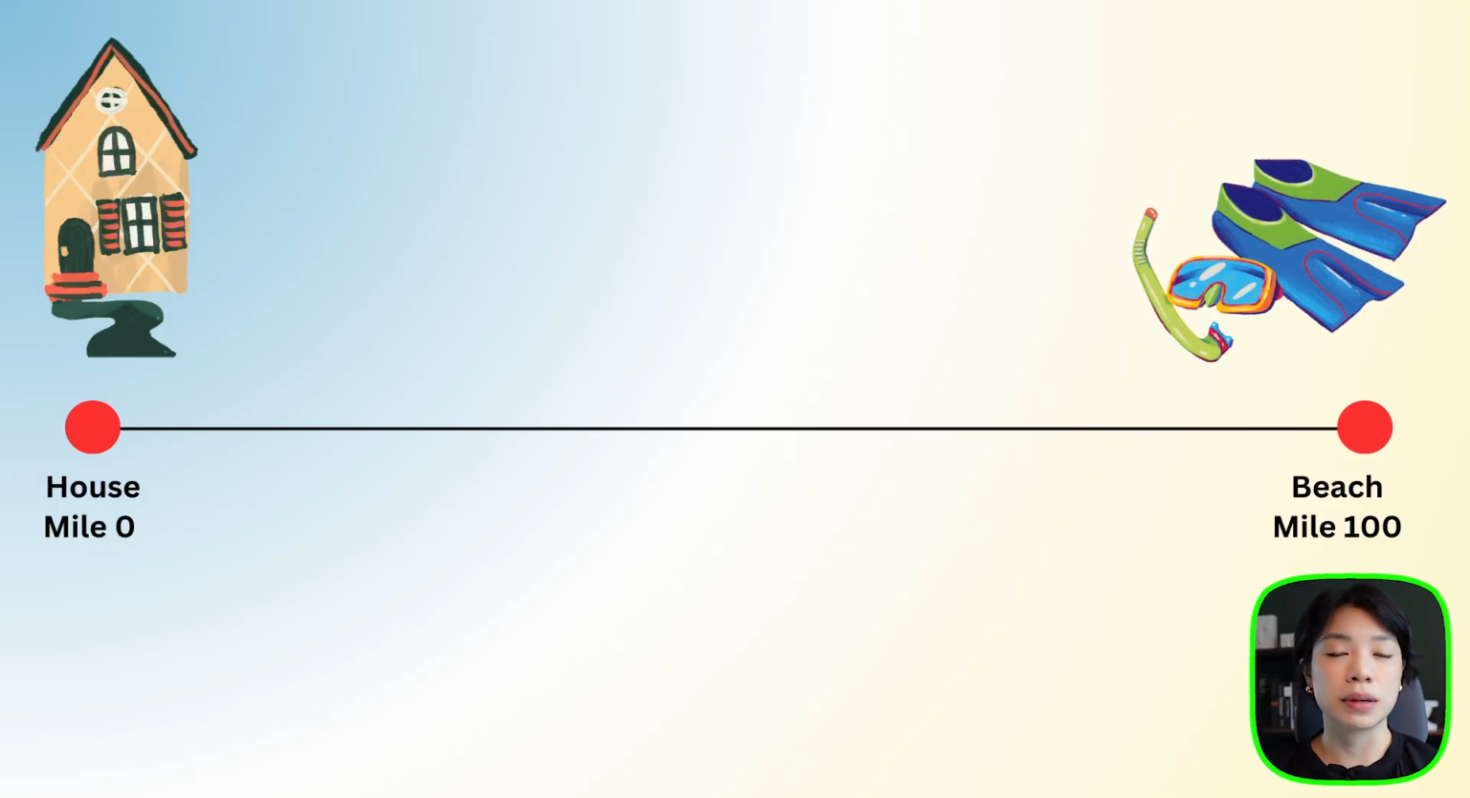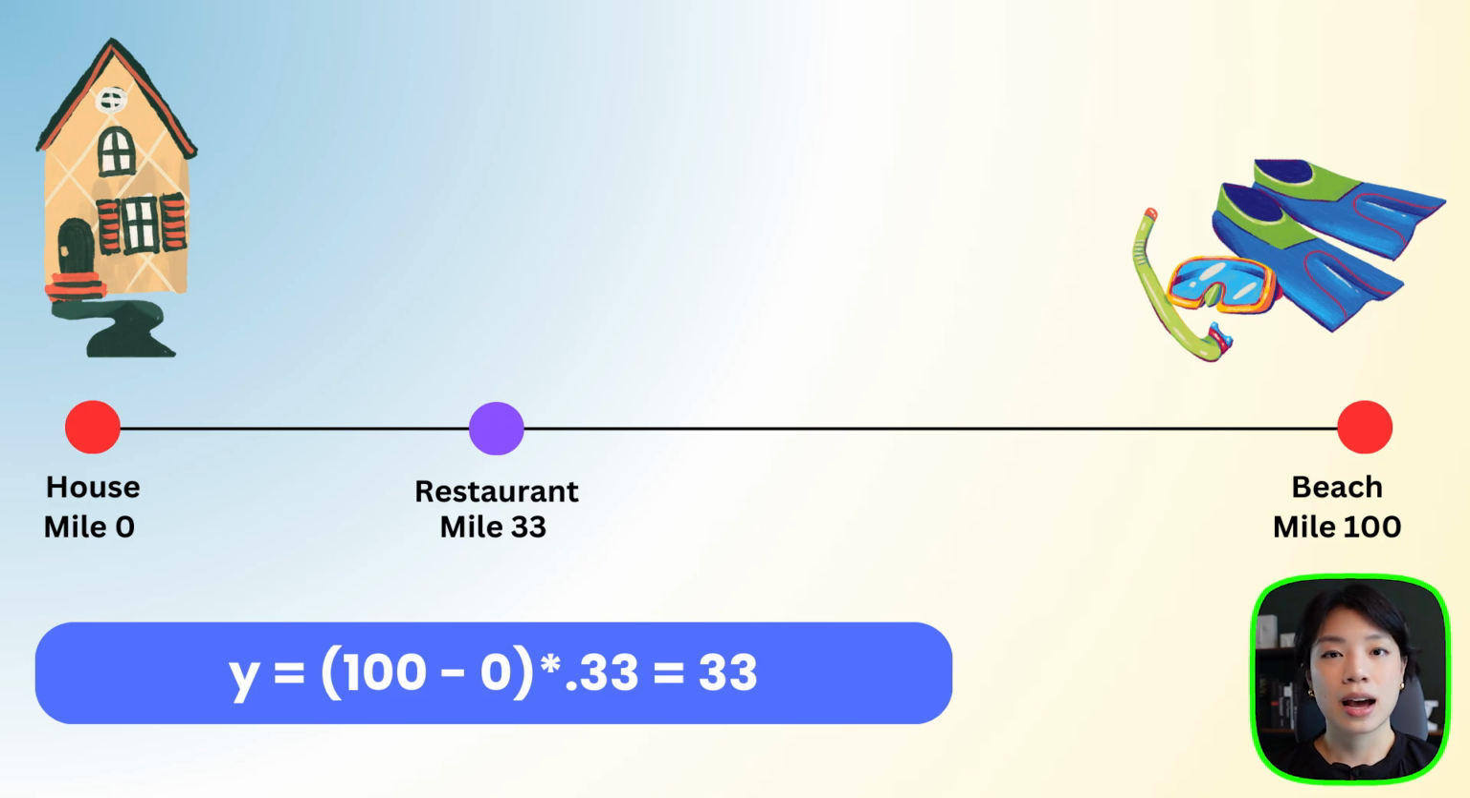Let's say you're heading to the beach that is 100 miles from your house. Along the way, you decide to stop at a restaurant, and this restaurant is a third of the way between your house and the beach. Assuming that everything is on a straight line, the house, the restaurant, and the beach, you may have guessed that the restaurant is at mile 33, and the math is easy. Basically, you just multiply a third, or 0.33, to the range, which is 100 minus 0, and so you get mile 33.